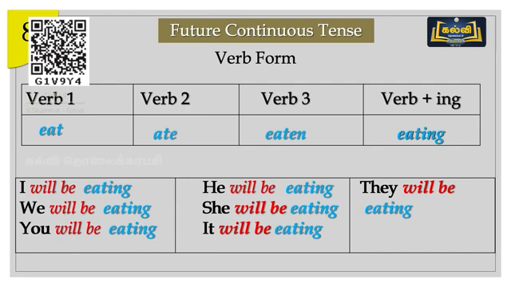I, we, you, he, she, it, and they. These are the pronouns. And what is the auxiliary verb these pronouns take in future continuous tense? I will be or I shall be. We will be or we shall be. And you will be, he will be, she will be, it will be, and they will be. So, will be and shall be should be used.